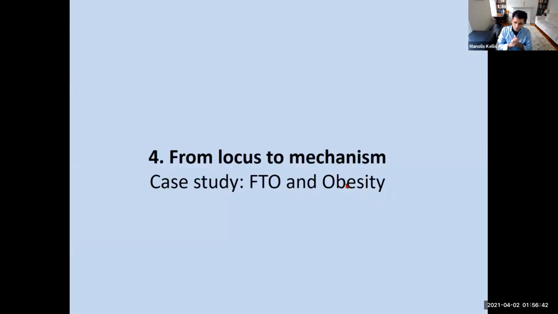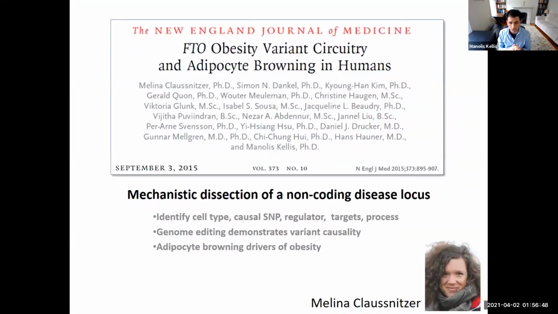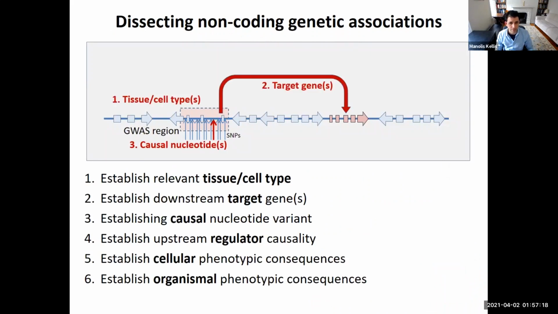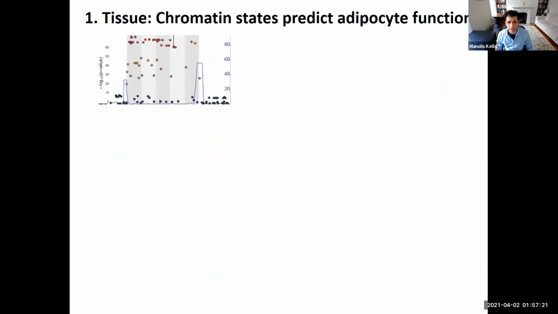All right, so we've now discovered an association. How do we figure out how it works? So I'm going to tell you about a study that Melina Clausentzer and many other colleagues, including several folks from my lab, were involved in and was published a few years ago in the New England Journal of Medicine. And this was perhaps the most comprehensive mechanistic dissection of a non-coding disease locus, okay? This is starting from a SNP, from a single nucleotide polymorphism that is associated with disease, and then asking how does it work, okay? And then the 6 steps that one needs to take is what we took here.